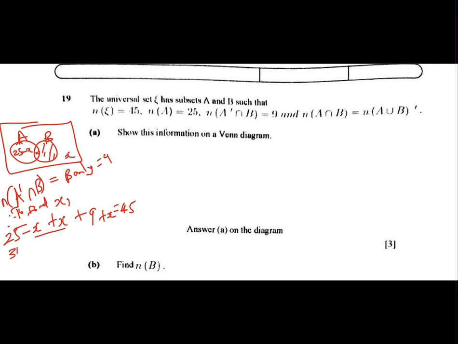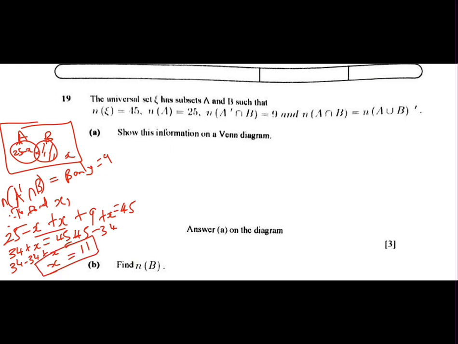Minus x plus x gives us 0, so 25 plus 9 gives us 34 plus x equals 45. Then we subtract 34 from both sides: 34 minus 34 plus x is equal to 45 minus 34. This gives us x is equal to 11. So our value for the intersection x is 11.